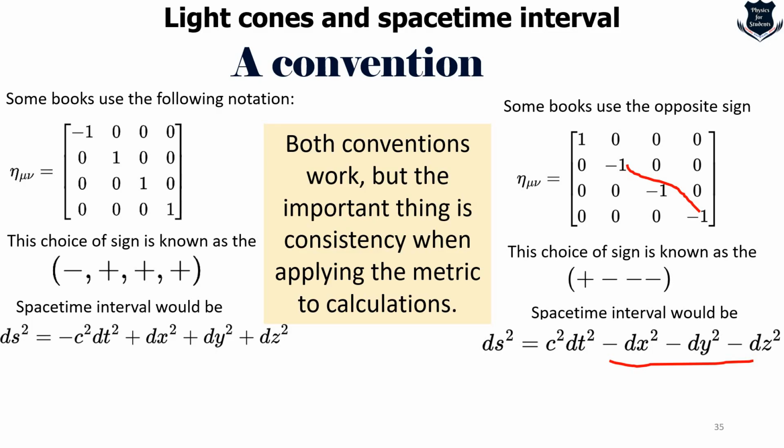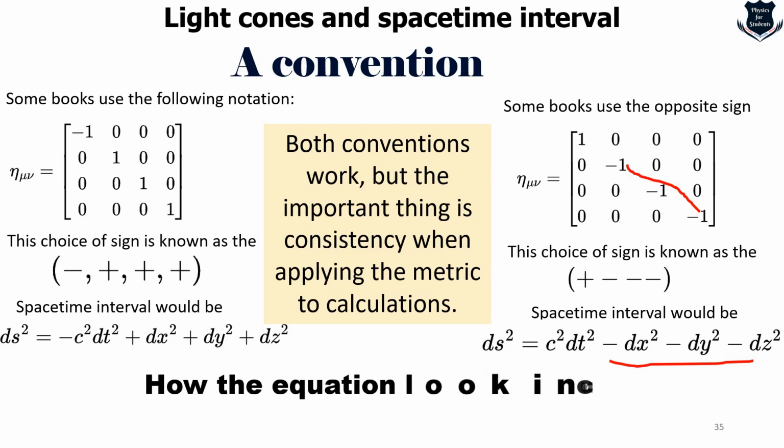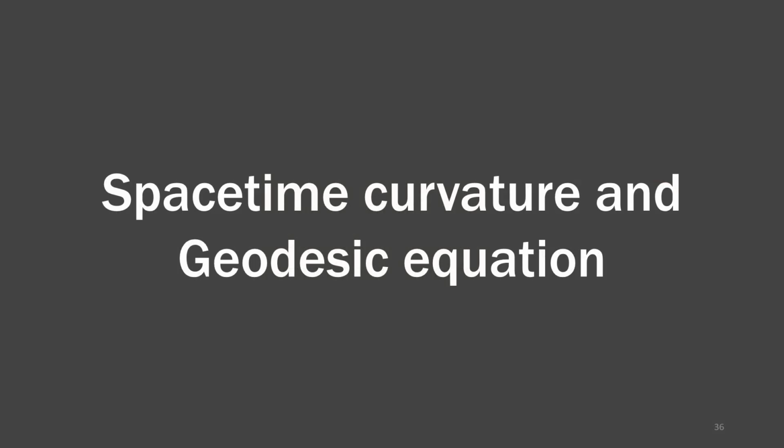So from here till now, what we can understand is that light cones are basically spacetime intervals, three types of spacetime intervals, but all on flat space. The question that comes to our mind is how the equation will look in a curved spacetime. These are all flat spacetime, but how will the equation look in curved spacetime? And for that we come to the next part of our video, which is called spacetime curvature and geodesic equation.